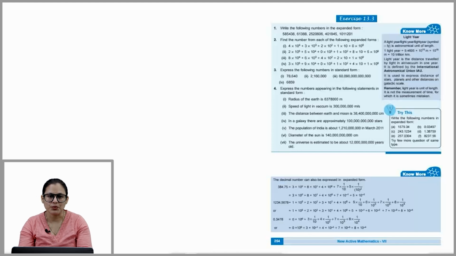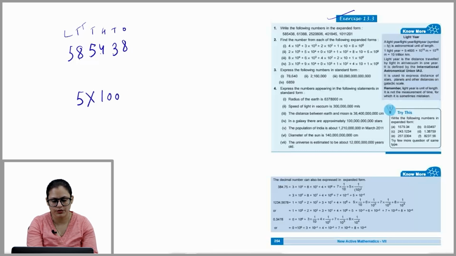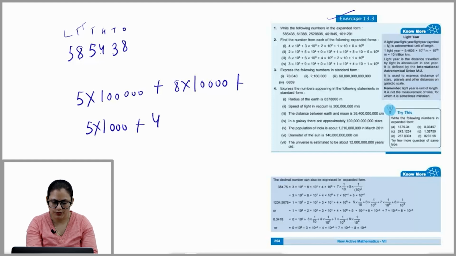Let's do exercise 13.3. Write the following numbers in the expanded form. You have this 585438. So, okay. Ones, tens, hundreds, thousands, ten thousands and lakh. Well, no need to write this, but how are you going to write this? 5 into 1, 2, 3, 4, 5 zeros, plus 8 into how many zeros will you put? 4. Plus 5 into 1000 plus 4 into 100 plus 3 into 10 plus 8 into 1.